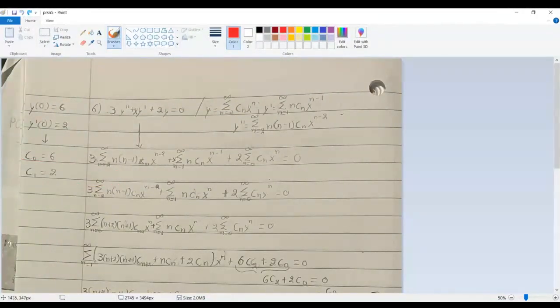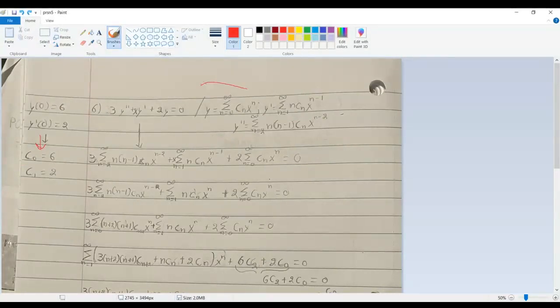So first we need to set y equals the summation of c_n x to the n from n equals 0 to infinity. And we also have to get the y prime and y double prime of each of them, which we have right here. I'm just going to explain now how I got these numbers.